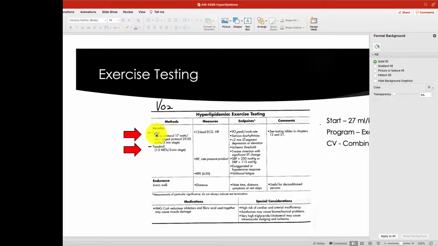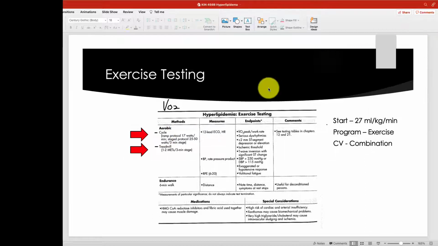So you need to figure out what ramp protocol you would want to use if you're doing the cycle ergometer. You need to figure out what protocol you want to do if you're doing a treadmill. And then you need to tell me why you chose that. I'm looking for rationale in this entire project, all right?